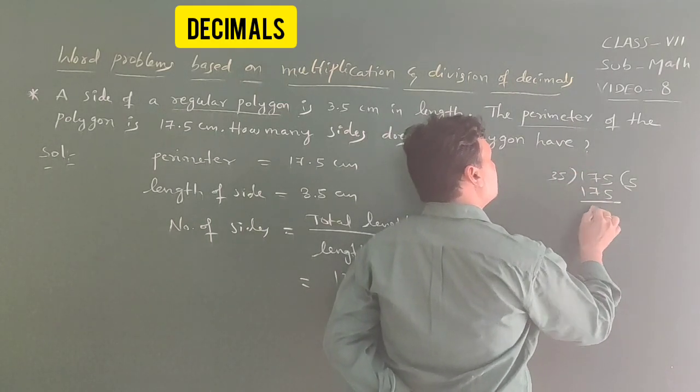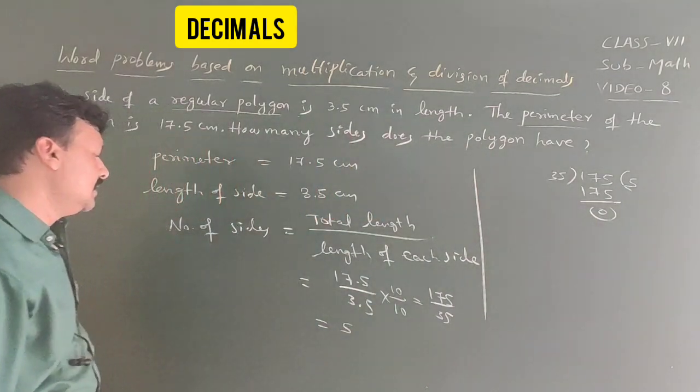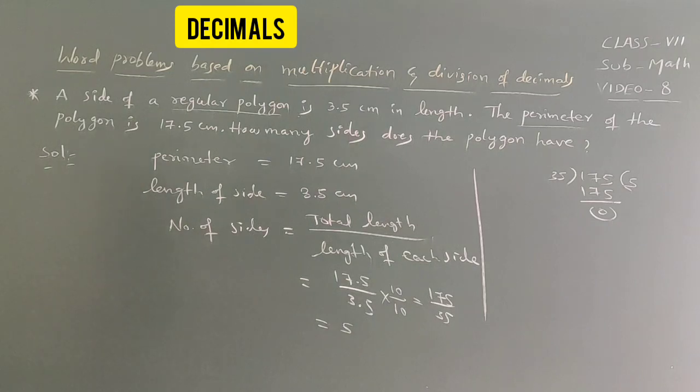5 times 35 is 175. So it has 5 sides. So the given polygon is a pentagon.